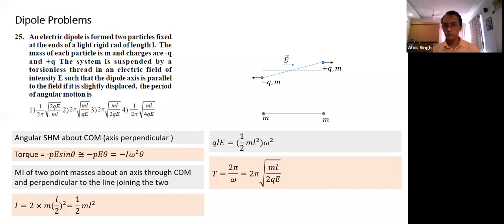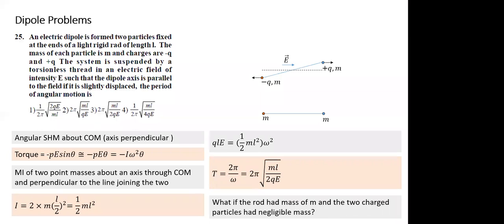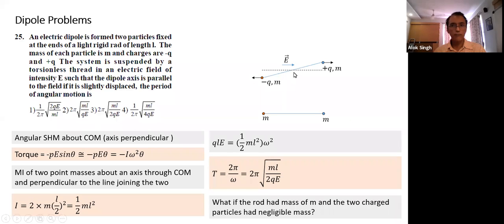So suppose I change this question. I'll come to that question also. Suppose we make some minor changes in the question. What if the rod had mass m and the two charged particles had negligible mass? What would the moment of inertia be? In the original case, what was given? This rod has negligible mass. That's why it did not have moment of inertia. Only these two particles had masses.